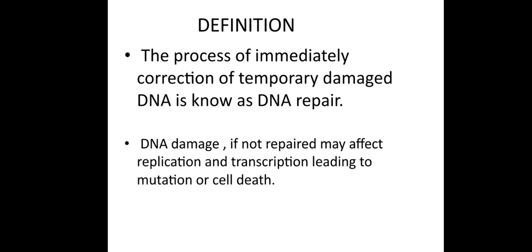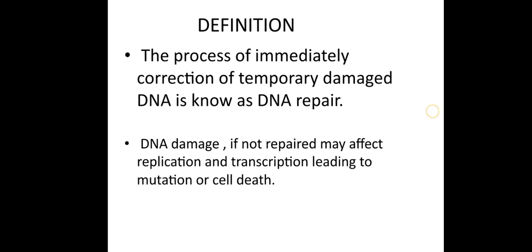The process of immediate correction of temporary damage to DNA is known as DNA repair. DNA damage, if not repaired, may affect replication and transcription, leading to mutation or cell death. What is mutation? Mutation is a change that occurs in our DNA sequence, either due to a mistake when the DNA is copied or as the result of environmental factors such as UV light and various types of smoke.